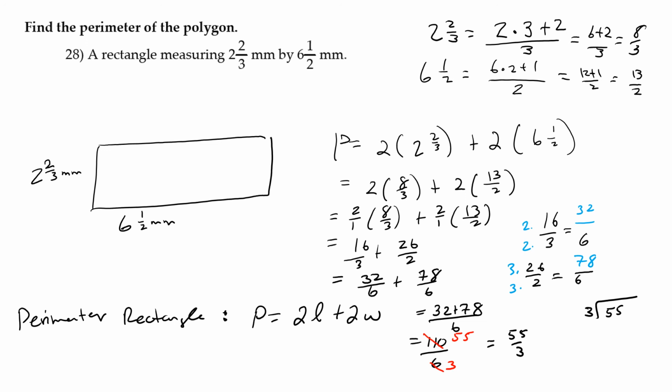3 goes into 5 one time, multiply back, bring down our 2. 3 does not go into 2, so I bring my 5 down. 3 goes into 25 8 times, which is 24, remainder of 1. So that means that as a mixed number, 55 over 3 is going to be equal to 18 1/3. And last but not least, don't forget that we did have units, right? We had millimeters. So our perimeter here is going to equal 18 1/3 millimeters.